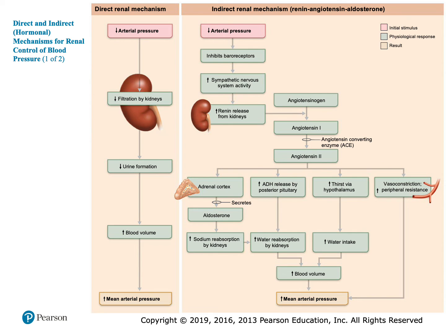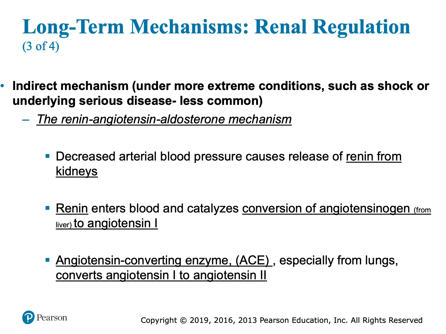So remember, if we're going to get tense, we're going to get vasoconstriction. When we get vasoconstriction, we decrease the diameter, that's going to end up increasing blood flow and increasing blood pressure, just like the water hose. And that's all those things that I just said.